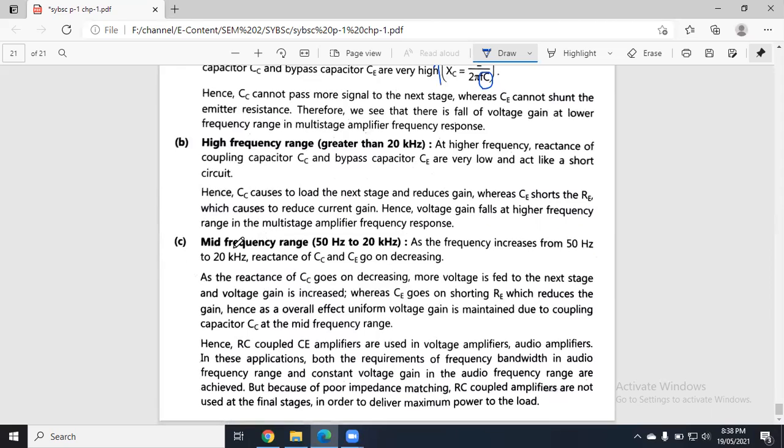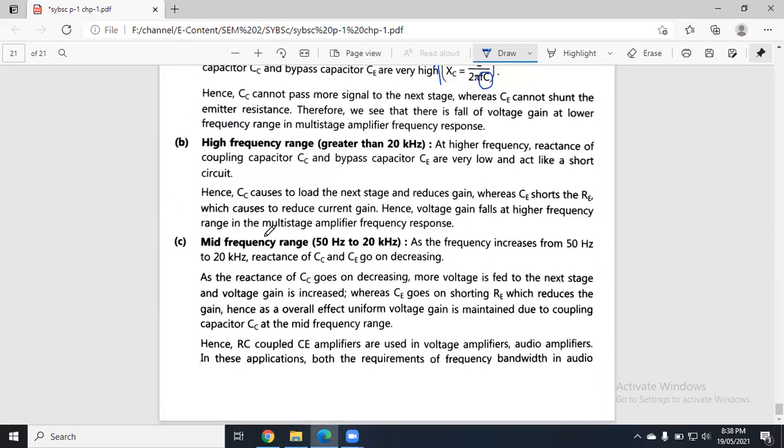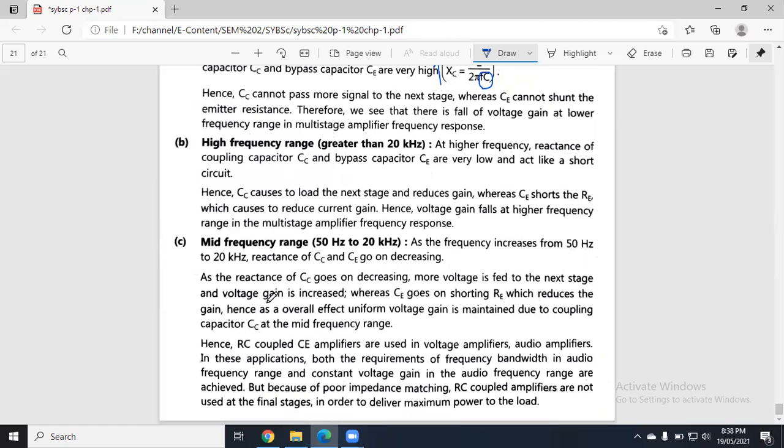Now, we have seen low frequency and high frequency. Now we have to see the mid frequency range. What will happen for the mid frequency? As the reactance of CC goes on decreasing, more voltage is fed to the next stage and voltage gain increases. So obviously for the mid frequencies, your gain is going to remain high, and as the gain of one stage is high, it is going to increase the overall gain. Correct. That is why the overall effect is that uniform voltage gain is maintained due to the coupling capacitor.